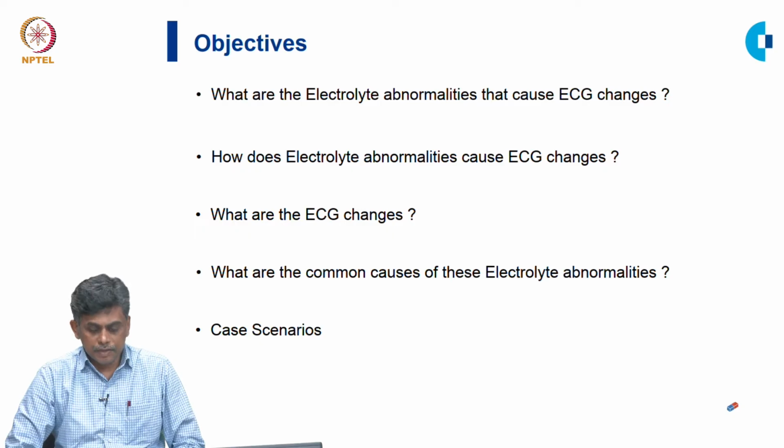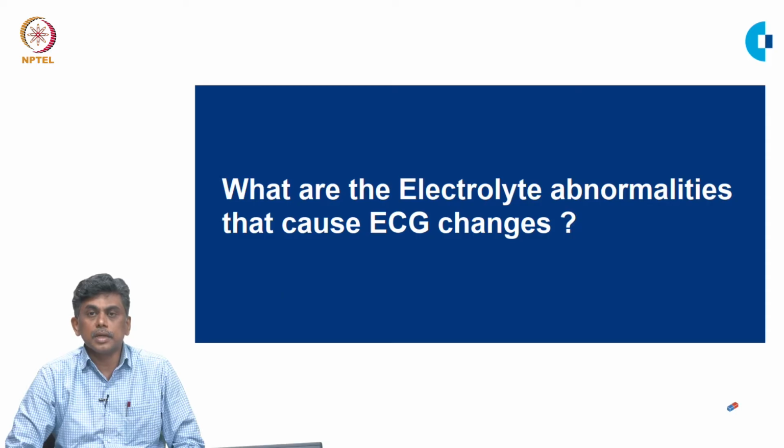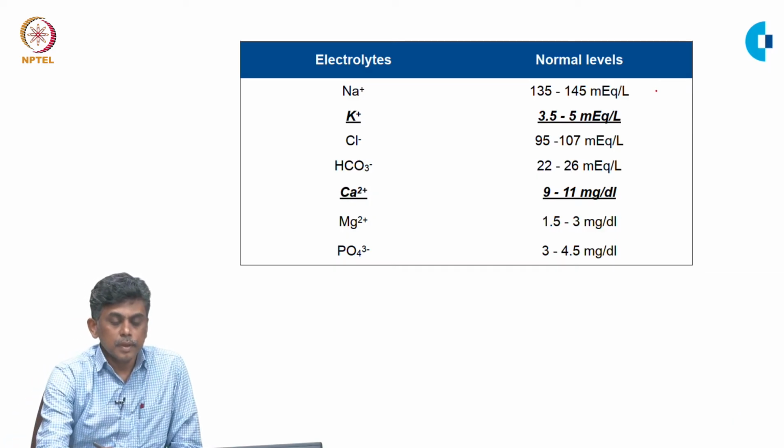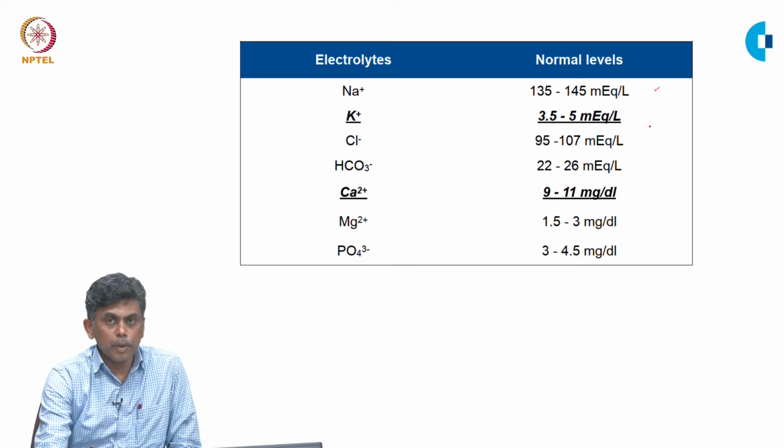So, to start, first is what are the electrolyte abnormalities that cause ECG changes. Normally, there are a lot of electrolytes we measure in the serum, like sodium, potassium, chloride, bicarbonate, calcium, magnesium and phosphate. As we can see the values, we have normal levels for each of these electrolytes, and all of them are in a very narrow range.